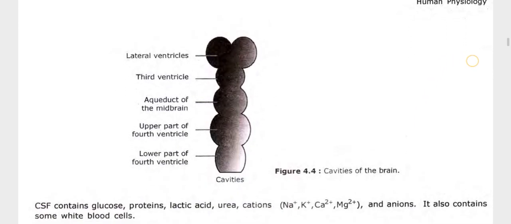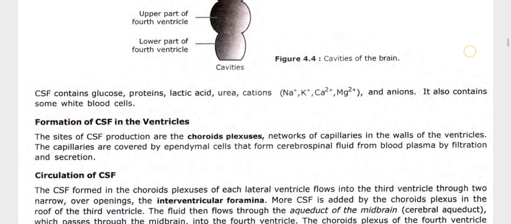Here we could see portions like cavities of the brain: lateral ventricles are there, third ventricle, aqueduct of the midbrain, then upper part of fourth ventricle, then lower part of fourth ventricle. Then CSF contains glucose, proteins, lactic acid, urea, cations like Na+, K+, Ca2+, Mg2+, and anions. It also contains some white blood cells.